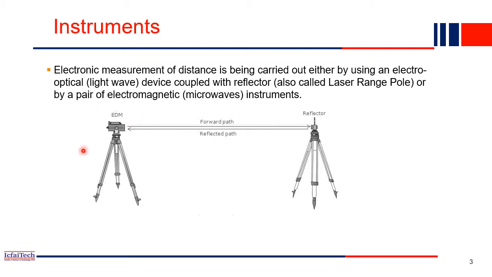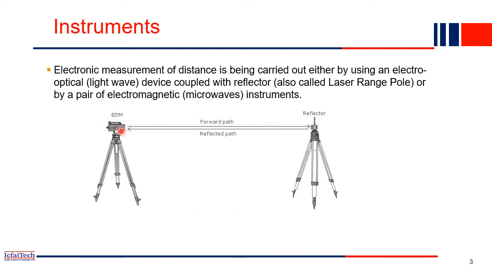So what we will do, there will be an instrument, that is this instrument, we call it EDM, electromagnetic distance measurement. This type of small instrument will be mounted on a tripod, and at the far point, up to which distance you want to measure, you place a reflector. It is basically a mirror type or prism type reflector, where a small prism will be there inside.